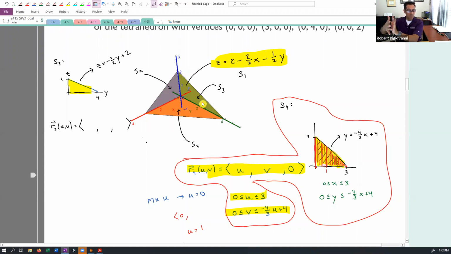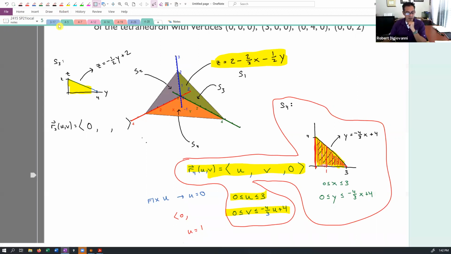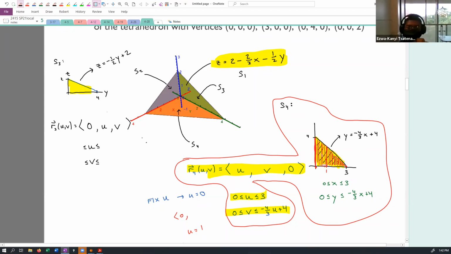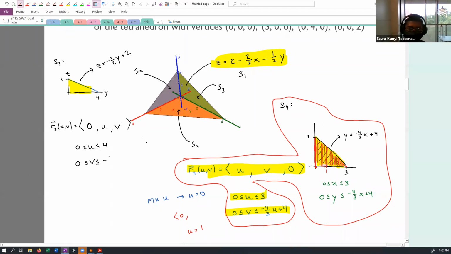So x is 0. And then because this is like the same problem we just had, I can let this be u and this be v. Restrict my u and my v how? My u should be between what? u is controlling the y, right? Between 0 and 4. And then the v should be between 0 and -1/2 u plus 2. There we go.